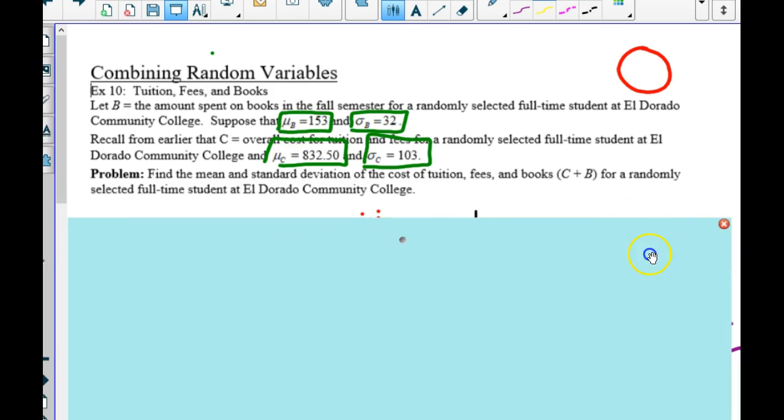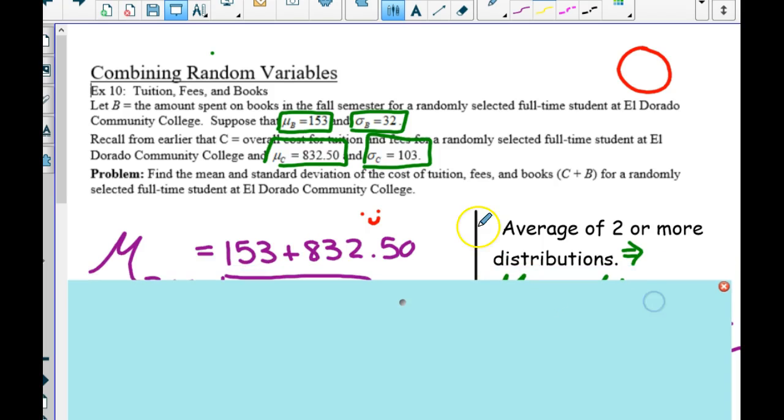When we're taking the average of 2 distributions, we're either going to find the sum of the 2 or more distributions, or we're going to find the difference. I use the example of Mr. Jans's class average is 85%. My class average is 90%. On average, what's the difference between Mr. Jans and my class? 5 percentage points.